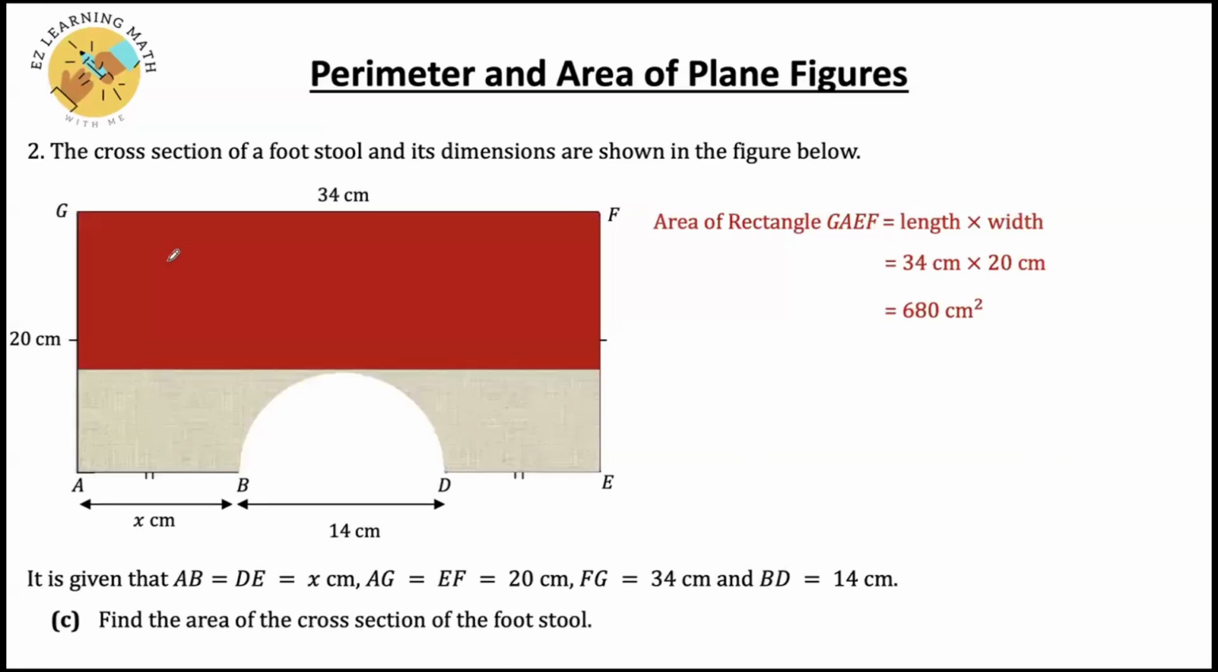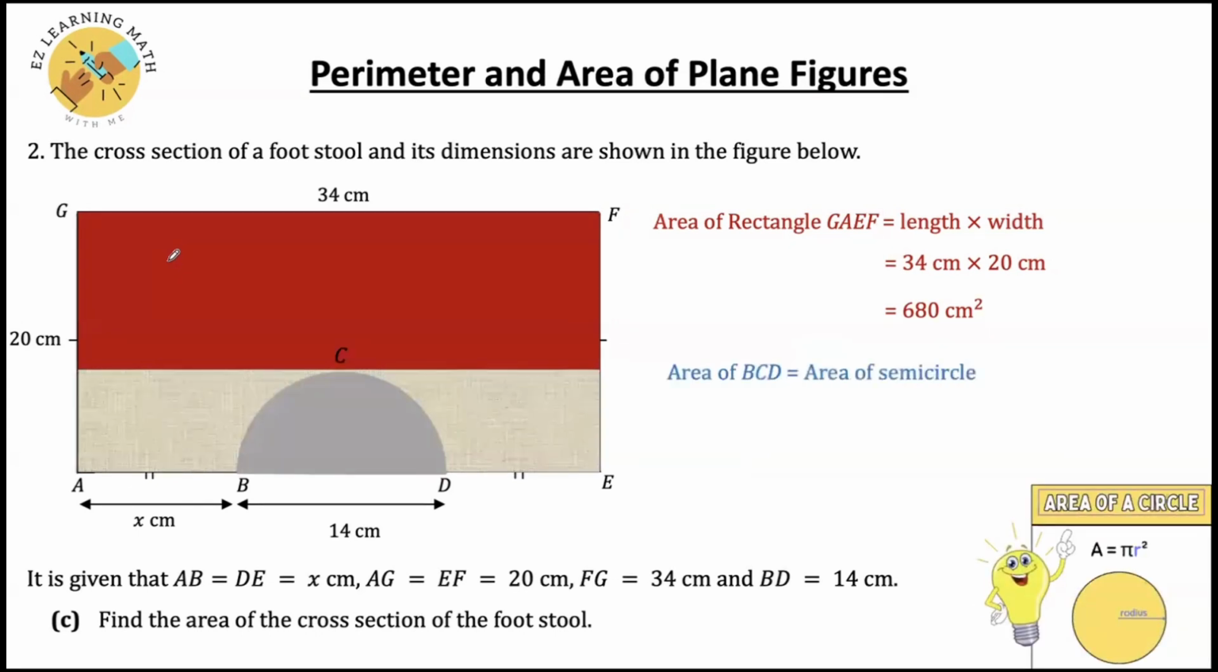Based on the figure given, we can see that it's a rectangle with a semicircle removed from it. So next let's find the area of semicircle BCD. Remember that the area of a circle is pi times r square. So, to find the area of a semicircle, we multiply 1 out of 2 by pi by r square. We use 22 out of 7 for the value of pi, and substitute r equals 7. We can write 7 square as 7 times 7, then simplify. Divide both 7 by 7, and then divide 2 and 22 by 2. 11 times 7 is 77 square centimeter.